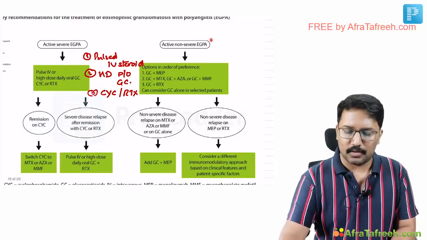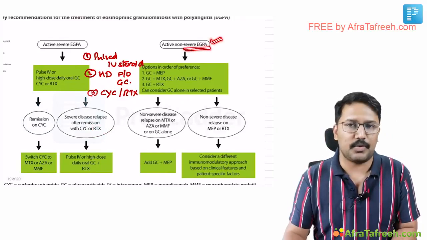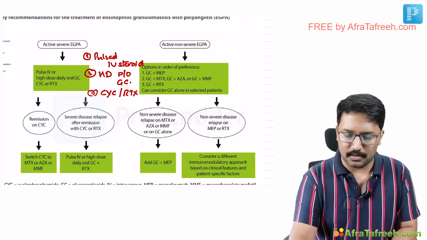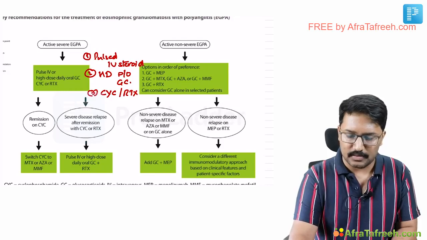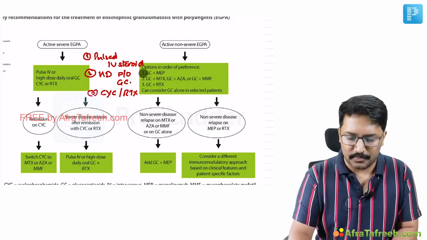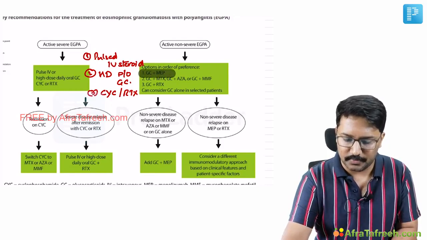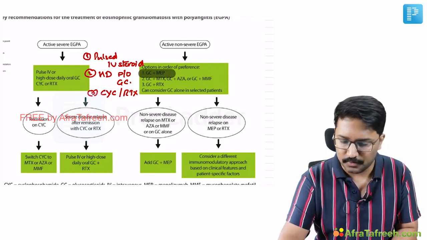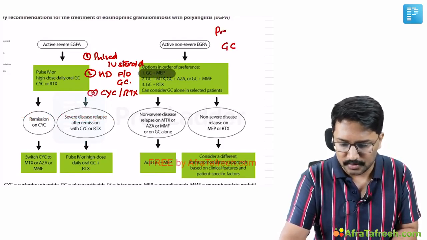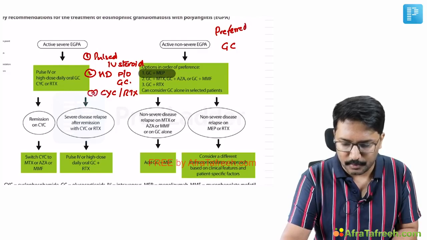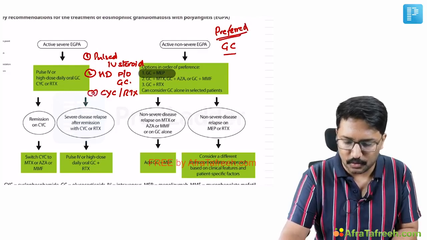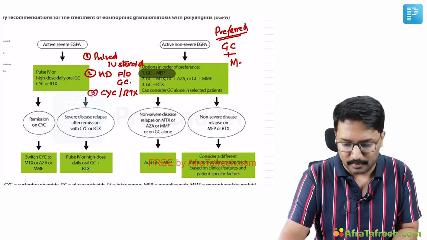Okay, now talking about active non-severe EGPA, there is one possible MCQ from here. If it is a case of active non-severe EGPA, what is the preferred induction regimen, right? The preferred induction regimen is a combination of glucocorticoid. So this is the MCQ point I want you to remember. Preferred induction regimen is a combination of glucocorticoids plus mepolizumab, right?